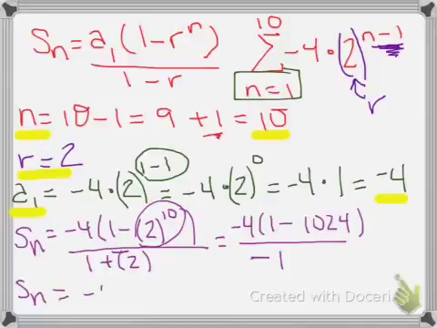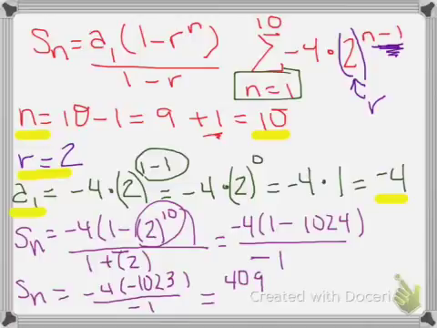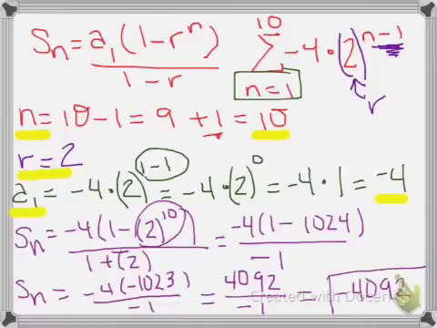Continue down here. That would be negative 1023. Multiply that times 4. You get 4092 divided by negative 1, which gets you your final answer of negative 4092.